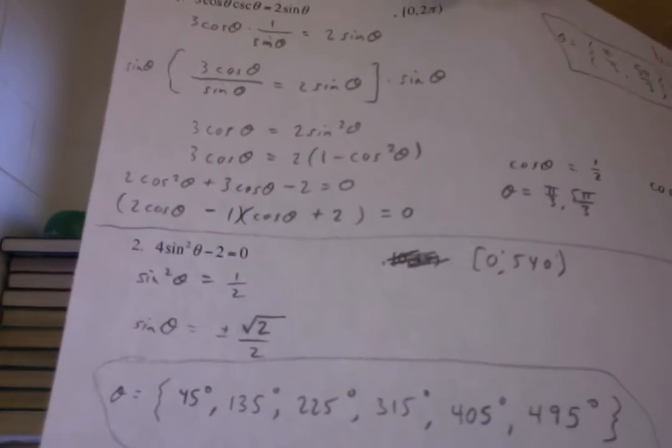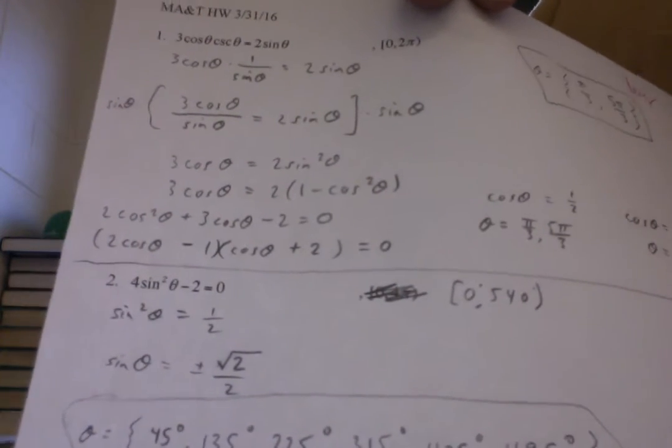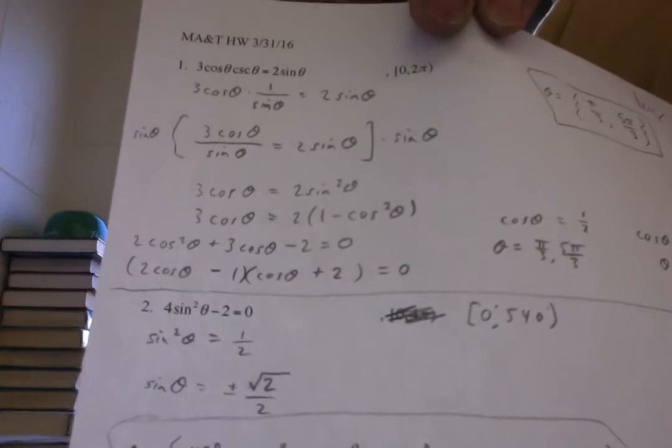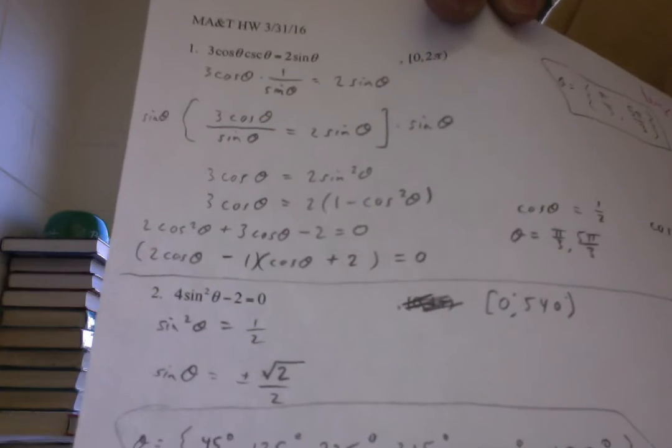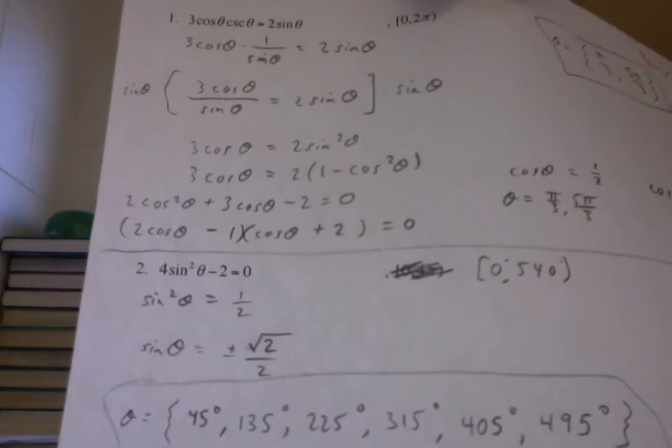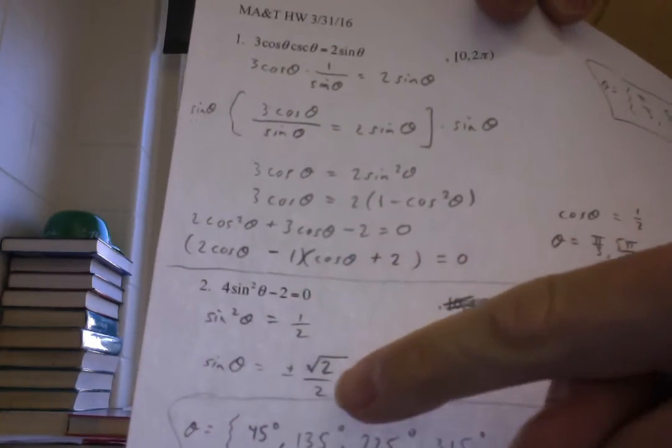The square root of 1/2. Well, the square root of 1 is 1, the square root of 2 is root 2. And if you rationalize the denominator there, you get root 2 over 2. So the square root of 1/2 actually is root 2 over 2.